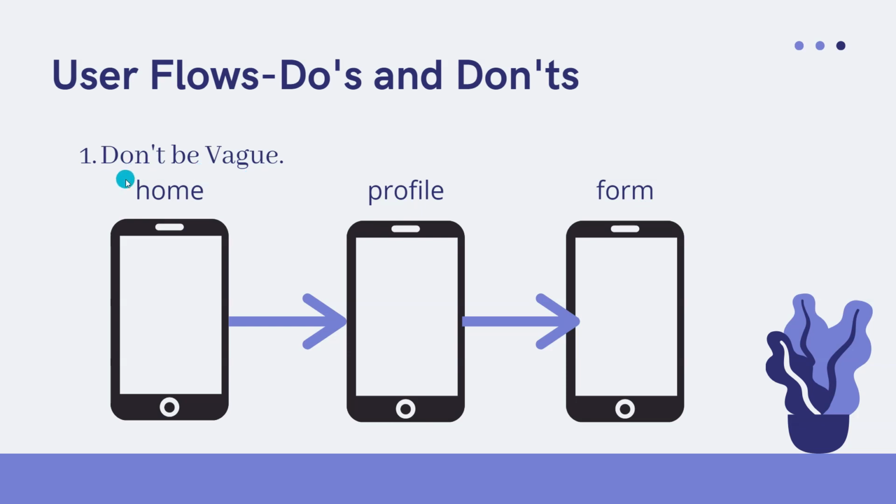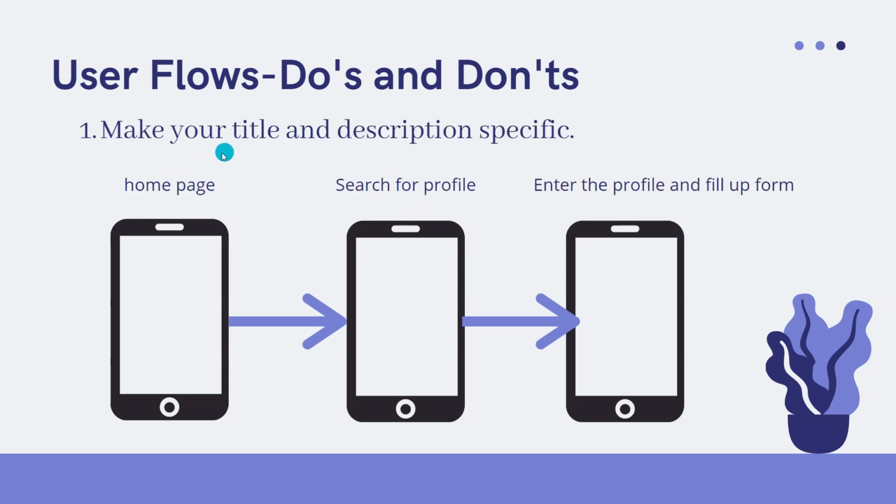So I've already told you that do not be vague. Instead, your title and descriptions should be specific. As you can see in this particular user flow, the person enters the home page, and then he searches for a particular profile, and then once he finds the profile, he enters into that profile and fills up the form.